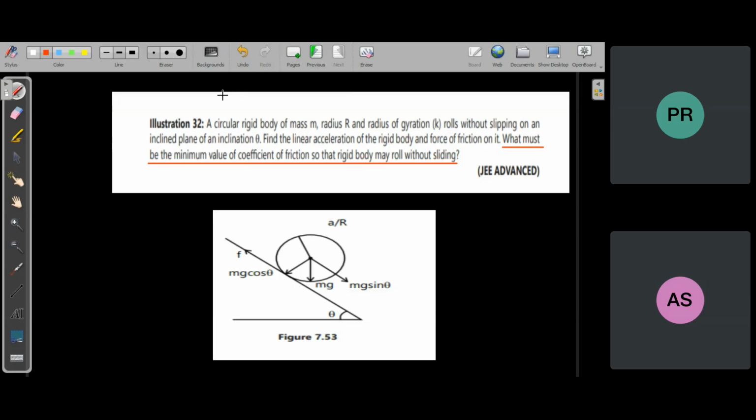You can ask your doubts. The FBD is already drawn here. So in that case, for which the body will be in pure rolling, we can say.